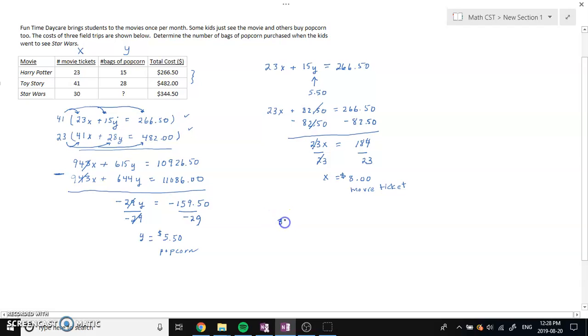So I'm going to set up my equation, 30x plus, I don't know how many y's, equals 344.50. The good thing is we do have a value for x and y, and I'm going to put those in right now. So I know that I got 30 movie tickets and they cost $8 each. I don't know how many bags of popcorn, but I definitely know they cost $5.50 each. And I know that all that put together is $344.50. The movie ticket cost is quite easy to calculate by multiplying these, and I get $240.